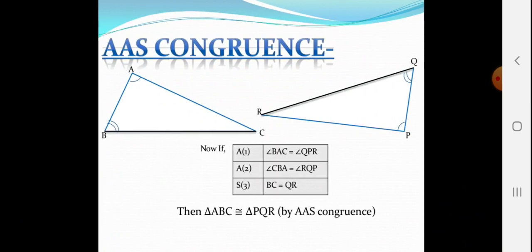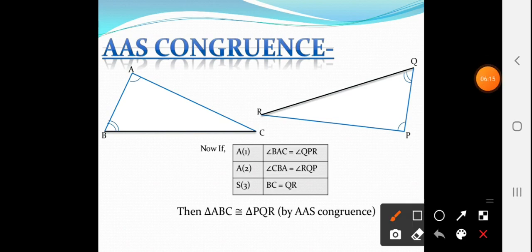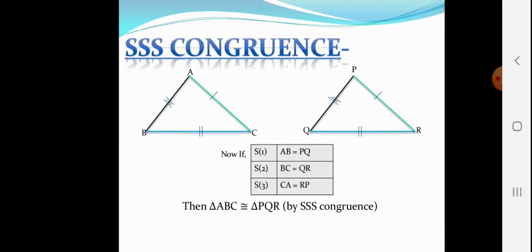AAS congruence, that is angle angle side. Here you can see that angle A is congruent with angle P, angle B is congruent with angle Q, and side AC is congruent with side PR, right? Or you can say that side BC is congruent, side AB is congruent with PQ. So you can say that triangle ABC is congruent with triangle PQR by angle angle side congruence.